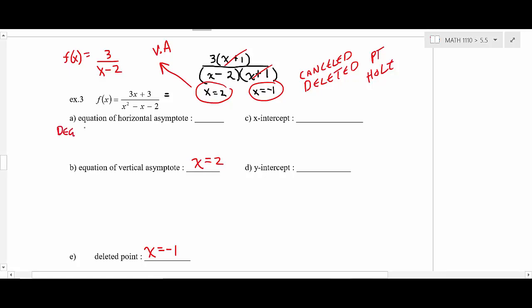So the degree of the top is what? 1. Degree of bottom is what? 2. So since 1 is less than 2, what's the answer? Y equals 0. Good. Okay, remember that's a rule. Anytime the degree of top is less than the degree of bottom, then you got your answer automatically. Okay? All right, so let's go ahead and put our asymptotes on here.